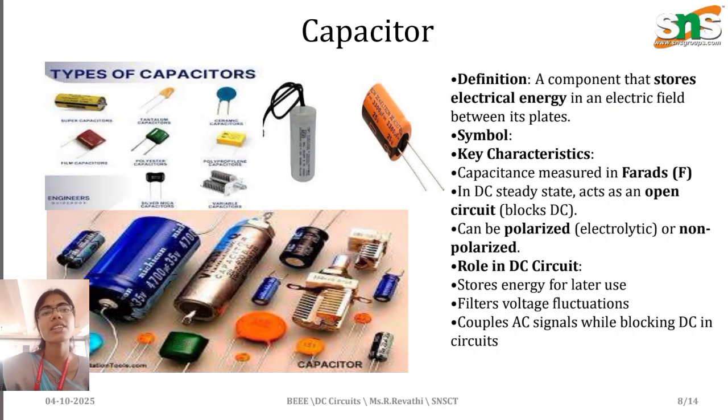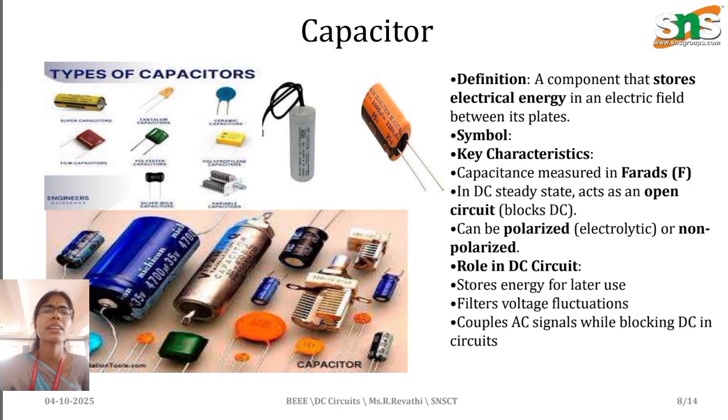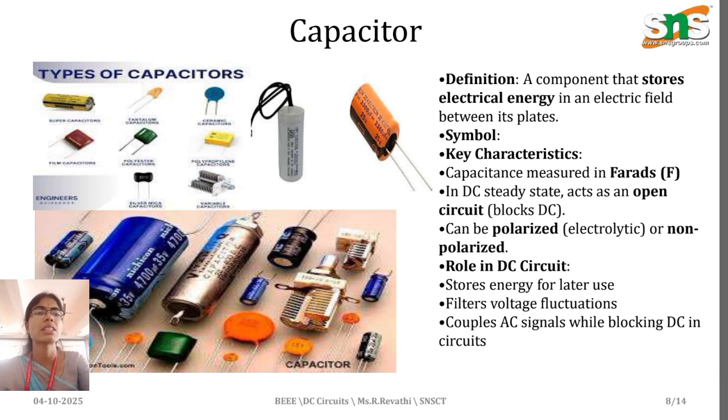The capacitor is an energy storage device. It stores energy for future use. It filters voltage fluctuation, stores energy for later use, and couples AC signals while blocking DC in circuits. Capacitance is measured in farad, F. In DC steady state it acts as an open circuit. There are many types of capacitors: disc capacitors, flat capacitors, and high voltage capacitors.